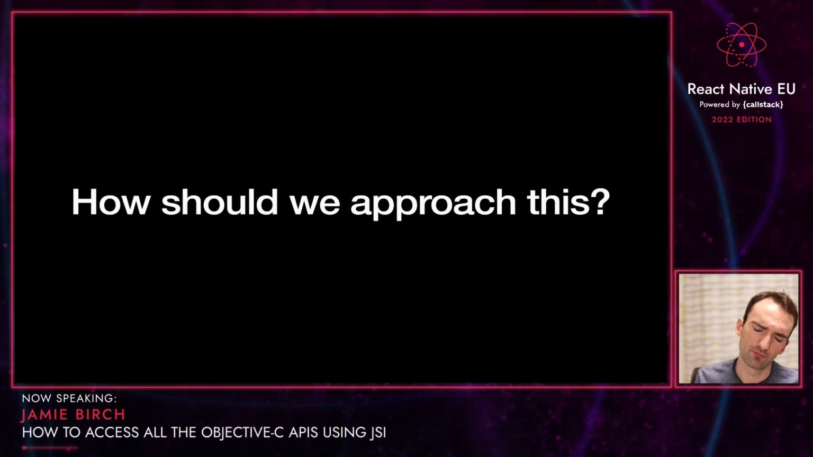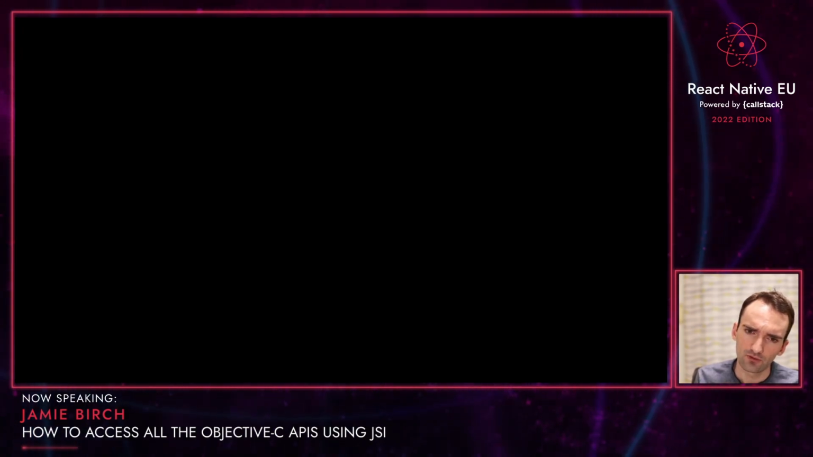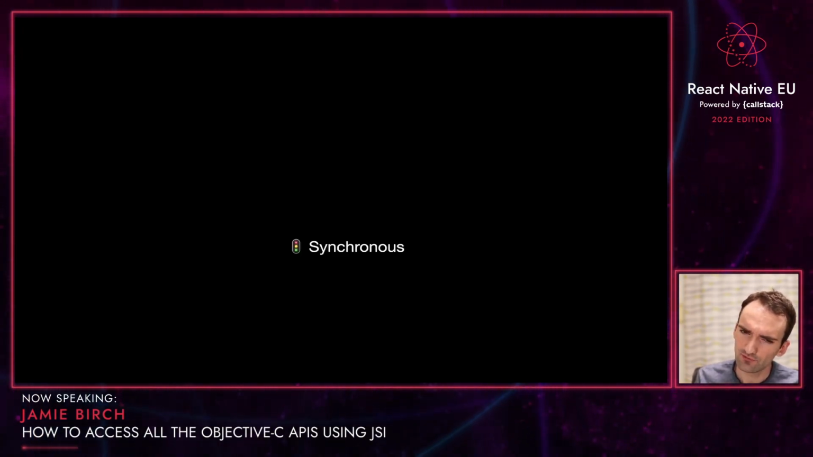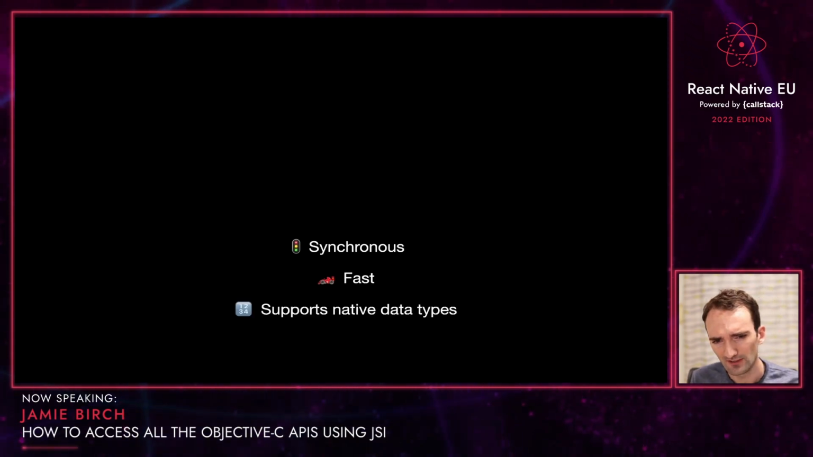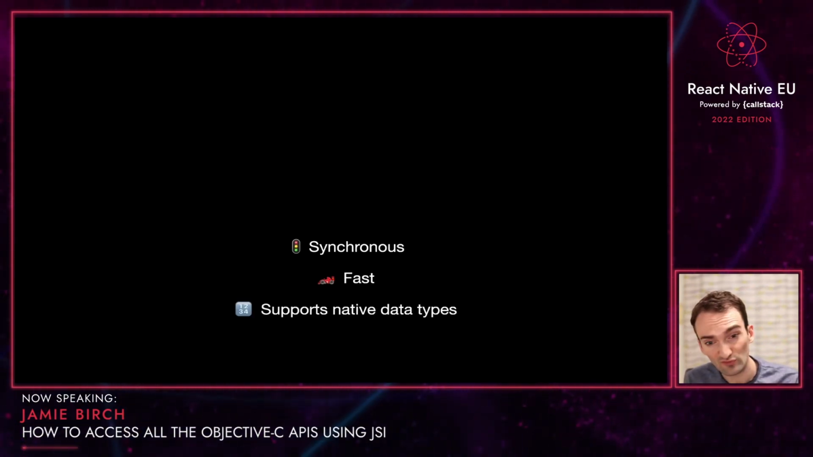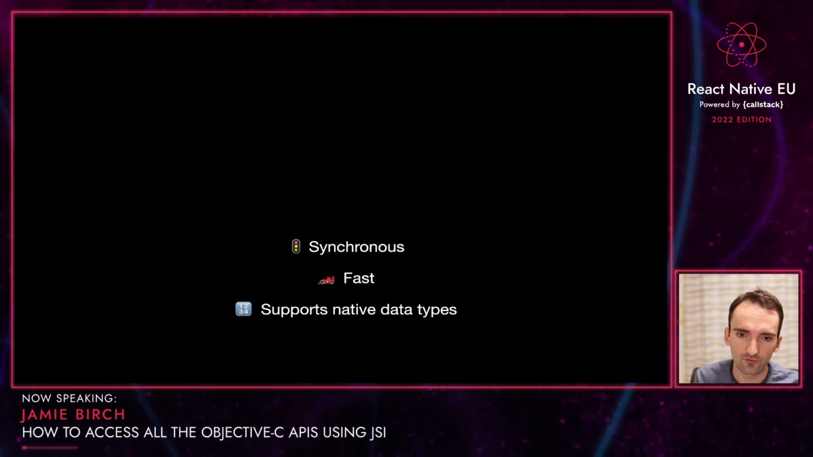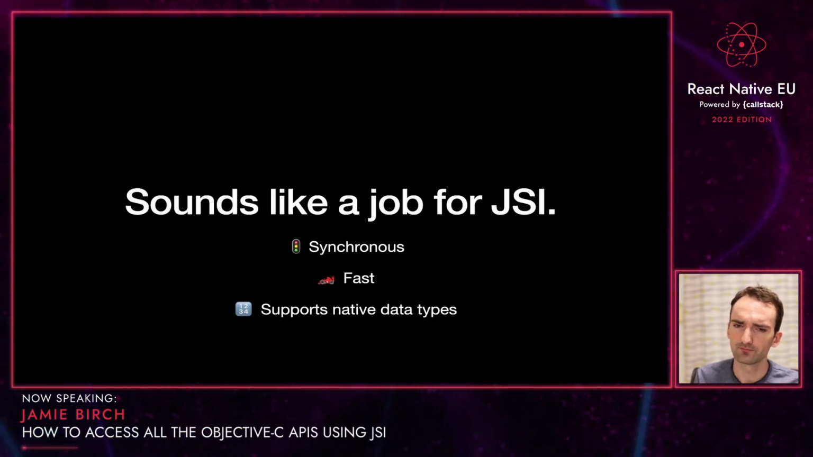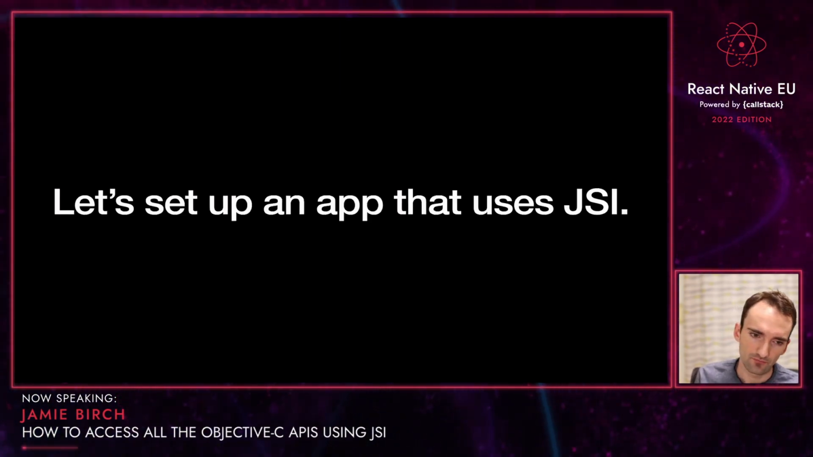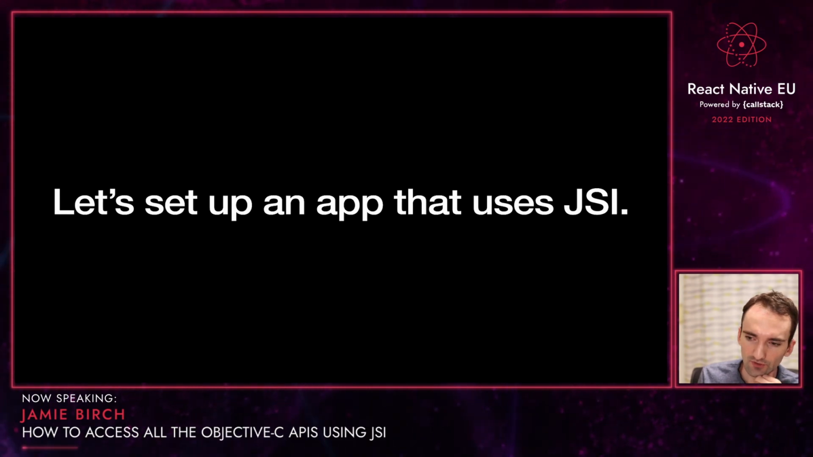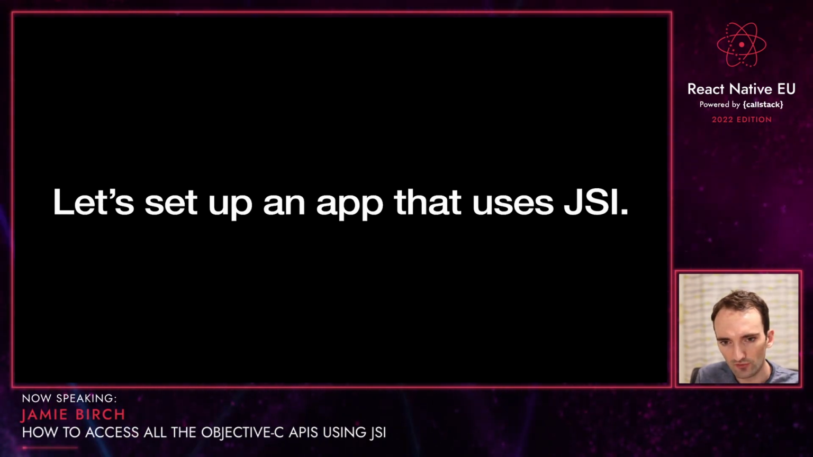So how would we go about this though? We'll need something that's synchronous, fast, and supports native data types. Doesn't sound like the old classic JSON bridge. Sounds like a job for JSI. So let's set up an app that uses JSI, get everyone on the same page.